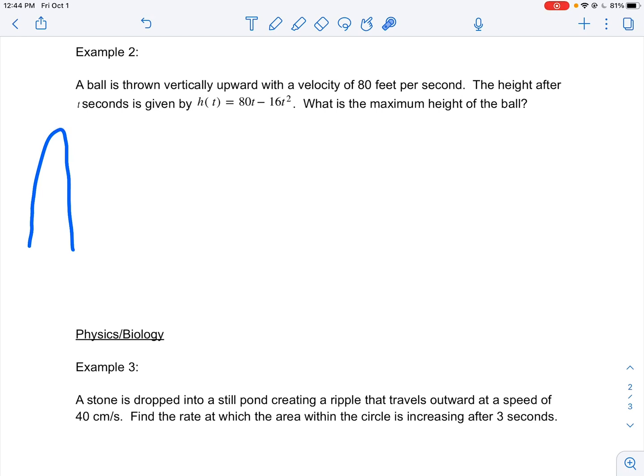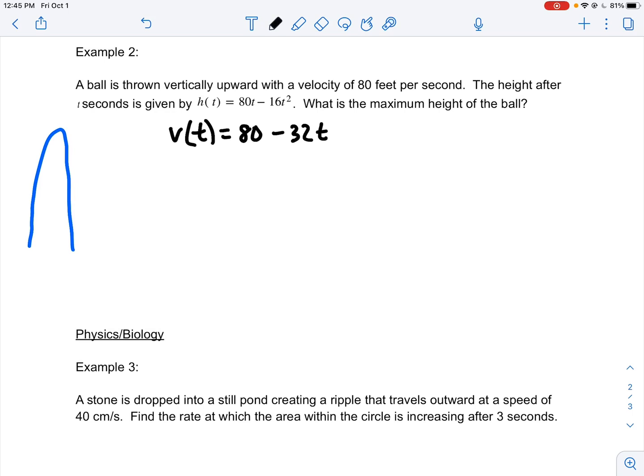So what we need to do, in order to find the maximum height, is figure out where the velocity equals 0. Because where it equals 0 right here is going to be where our ball stops at maximum height. So watch what I'm going to do here. My velocity is going to be my derivative of my position function here. So that's going to be 80 minus 32t when I take the derivative of my function there.